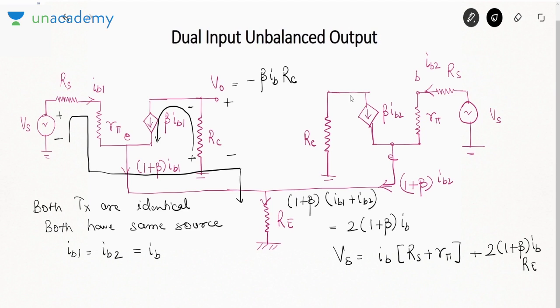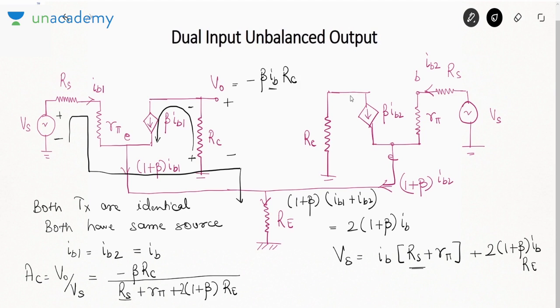Now if you want to find out the common mode gain, which I wrote as V0 by Vs when both voltages are equal, IB will get cancelled in both the equations. So what you will get is minus beta RC whole divided by Rs plus R pi plus 2 times (1 plus beta) RE.